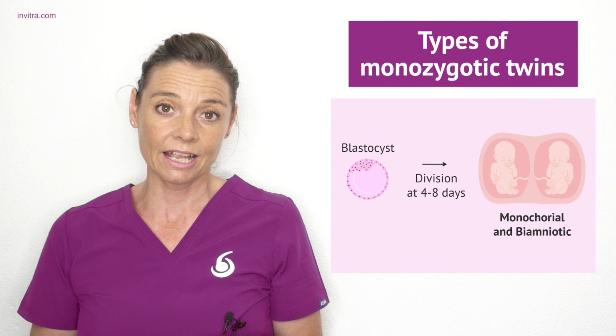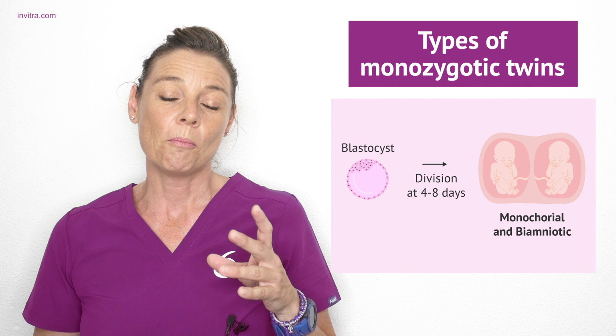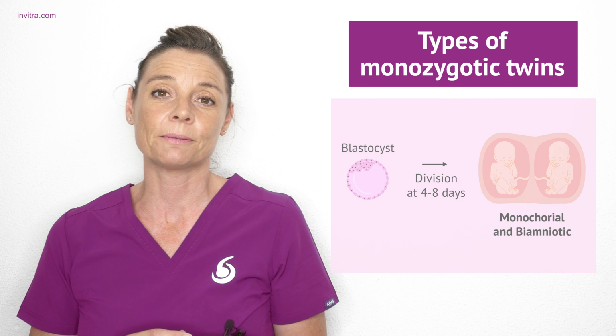If the embryo splits a little bit later, between days 4 and 8, each embryo will develop its own amniotic sac but will share a placenta. Hence, the technical term monochorionic biamniotic pregnancy.